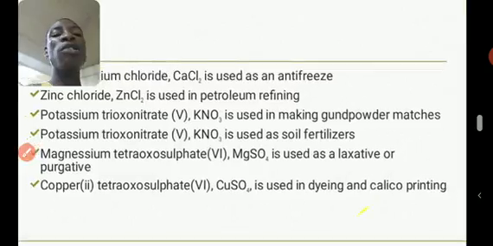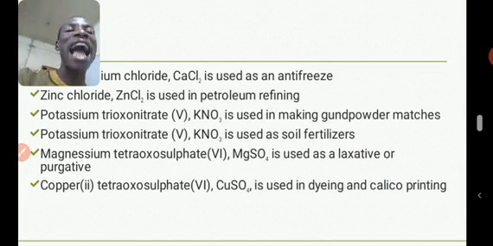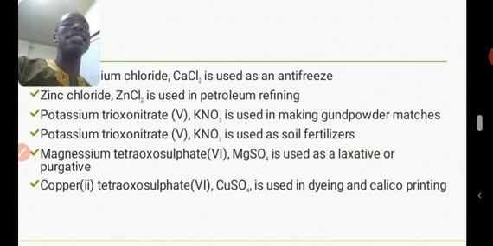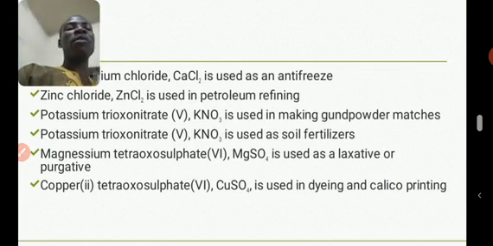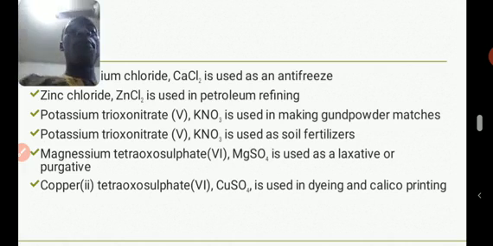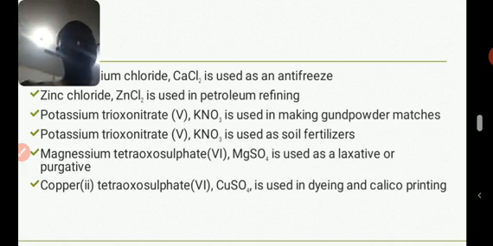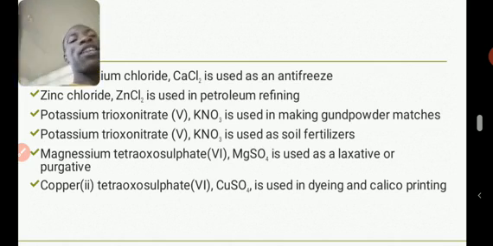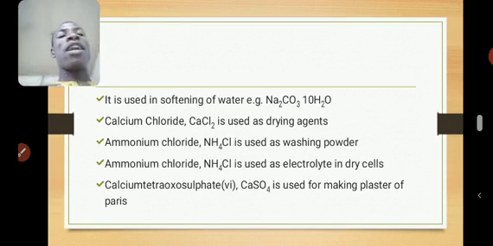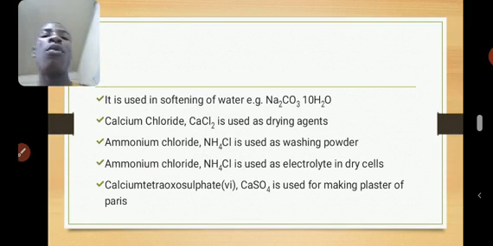Then copper sulfate is used in dyeing and calico printing. It is used in printing and then is used for dyeing. It's for making dyes. So that's the use of copper(II) sulfate, CuSO4. Any question? No question. All right, let's continue with uses of salts.